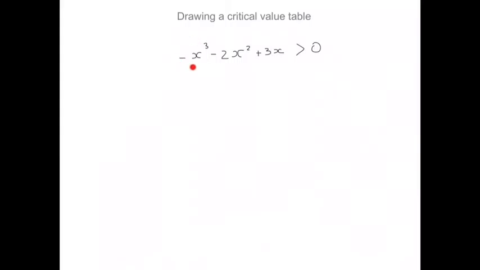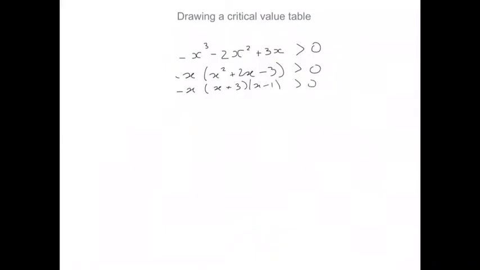Because the coefficient of x cubed here is minus 1, it might even be a good idea to factorize by minus x. So we have minus x, brackets, x squared plus 2x minus 3, is positive. To further factorize this expression, we need to find two numbers which multiply to minus 3 and add up to plus 2. These two numbers are going to be plus 3 and minus 1. So we get minus x, brackets x plus 3, brackets x minus 1, is positive.